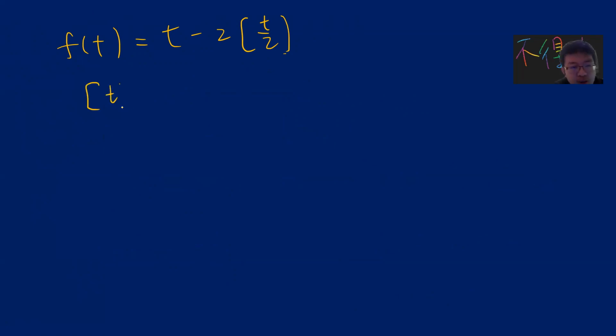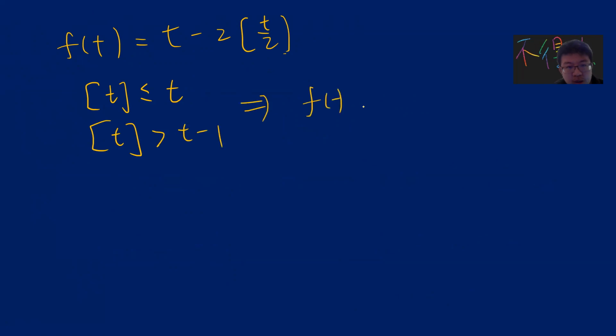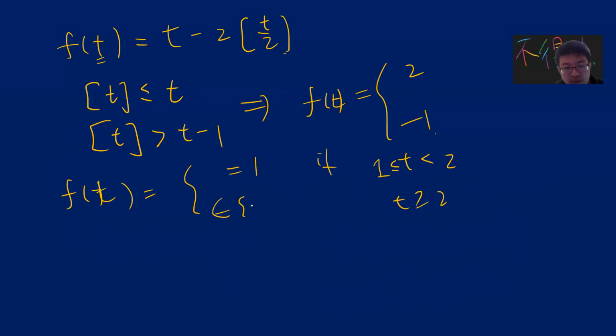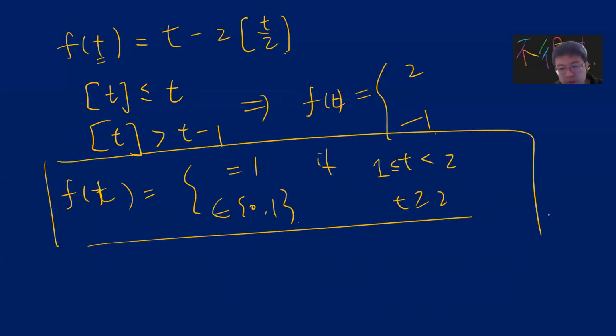First I know that the floor of t divided by 2 is less or equal to t divided by 2, and also greater than t divided by 2 minus 1, which tells me the largest possible value of f of t is 2 minus 1. If t is an integer, then f of t is an integer. The result is that f of t will be 1 if t is greater or equal to 1 and less than 2, or if t is greater or equal to 2, then it is different, like 0 or 1. One can check this by yourself. If t is 1 you get 1, and if t is 2 then you get 0. So f of t is actually at most 1.